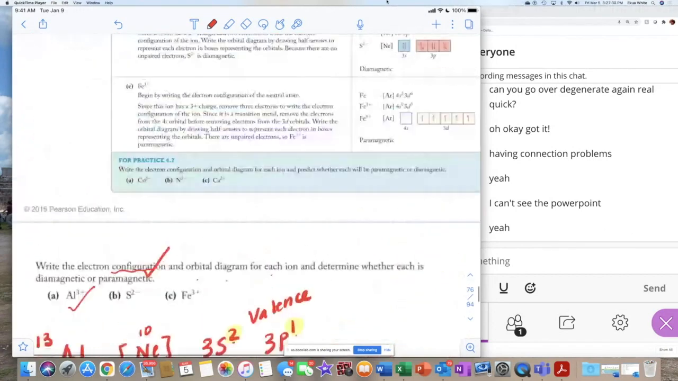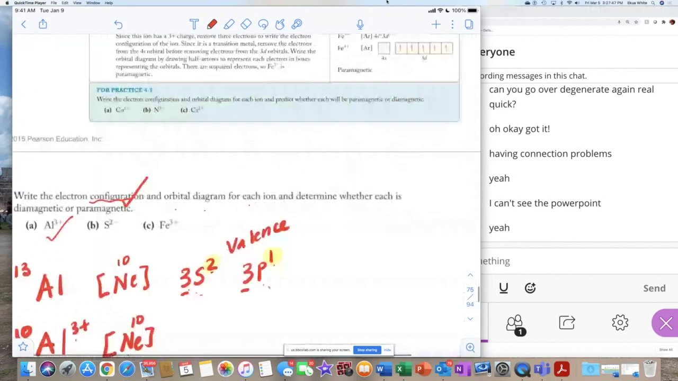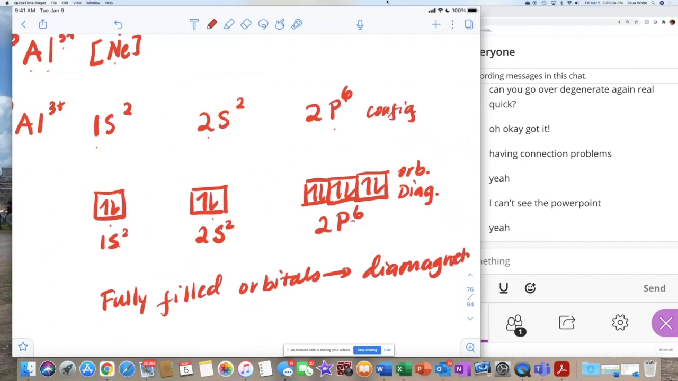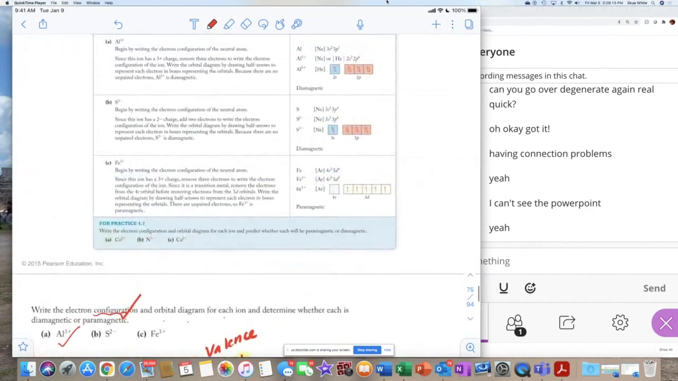And then what were they asking? They asked for configuration done, orbital diagram done, then determine if it's diamagnetic or paramagnetic. Okay, check, check, check. All the orbitals are full. Fully filled orbitals produce a diamagnetic situation here with aluminum. Okay, so aluminum 3 plus with only 10 electrons is diamagnetic. As I said, I drew all the electrons, so this part is done. Diamagnetic, we got that. Next one we're going to be looking at is sulfur.